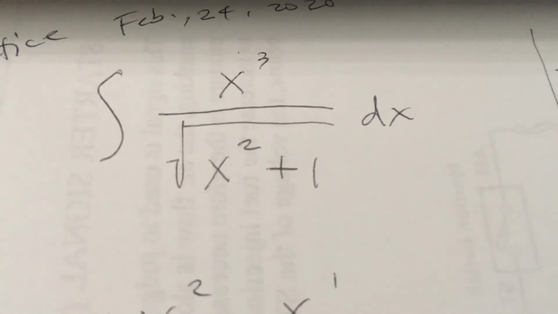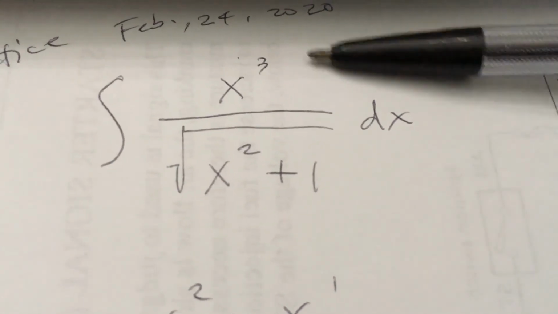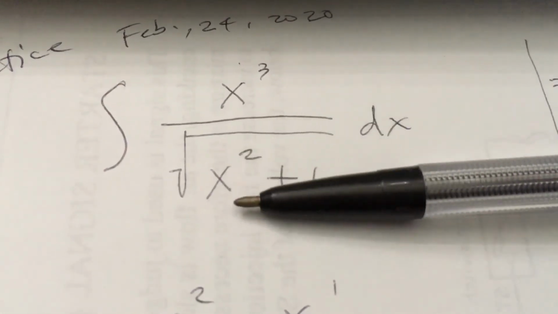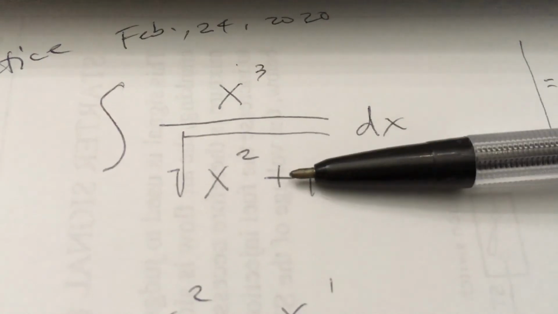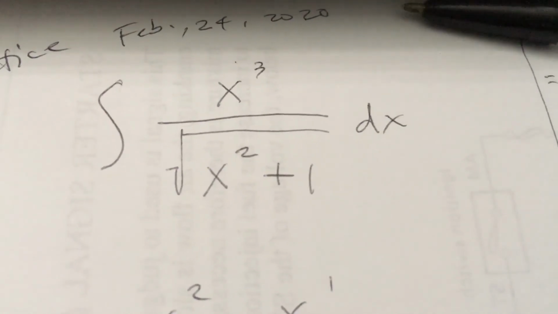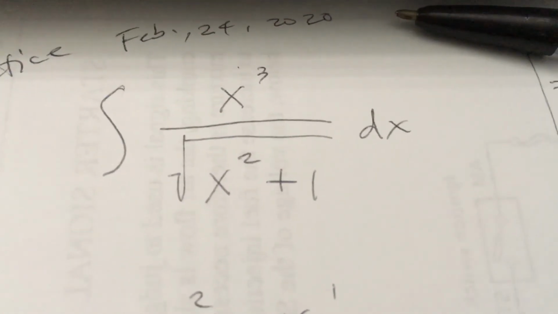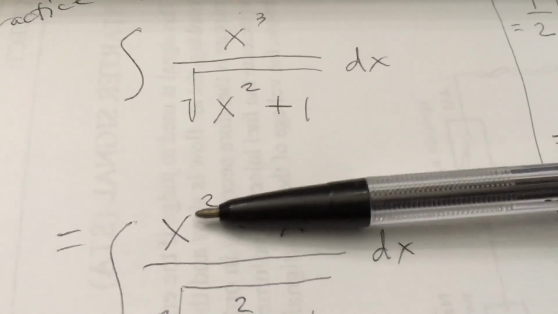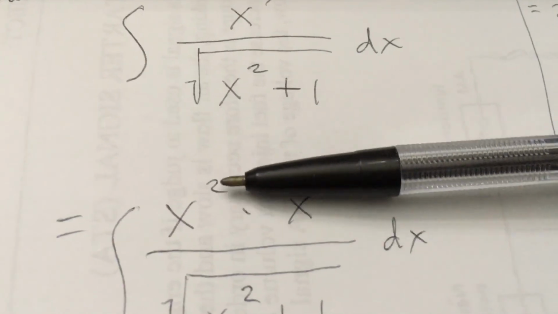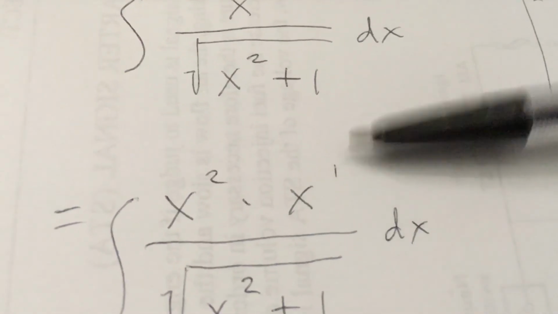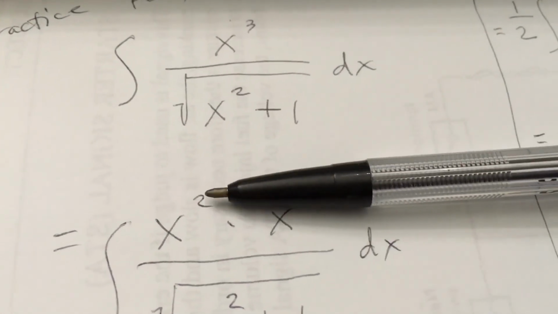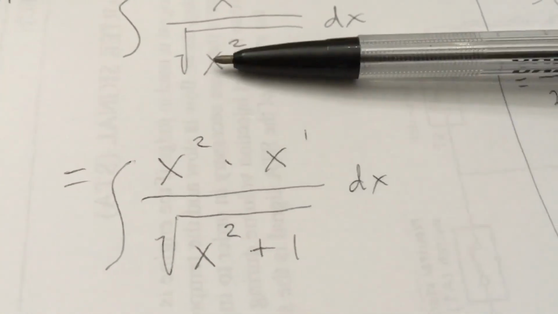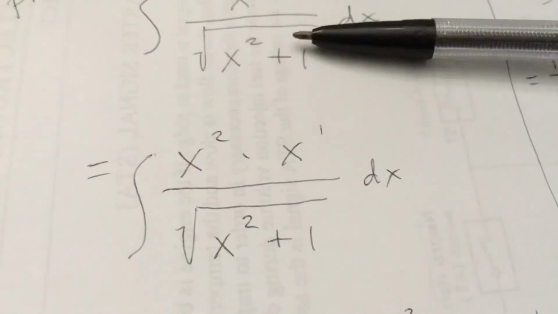In this video, I'm going to show you how to integrate x raised to the third power over the square root of x raised to the second plus 1 dx. Our first step here is to expand the numerator, make it x raised to the second power times x raised to the first. 1 plus 2 will make 3. And copy the denominator.